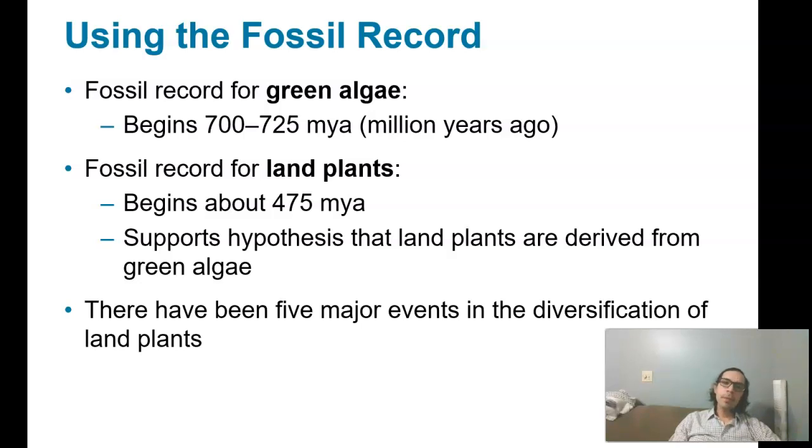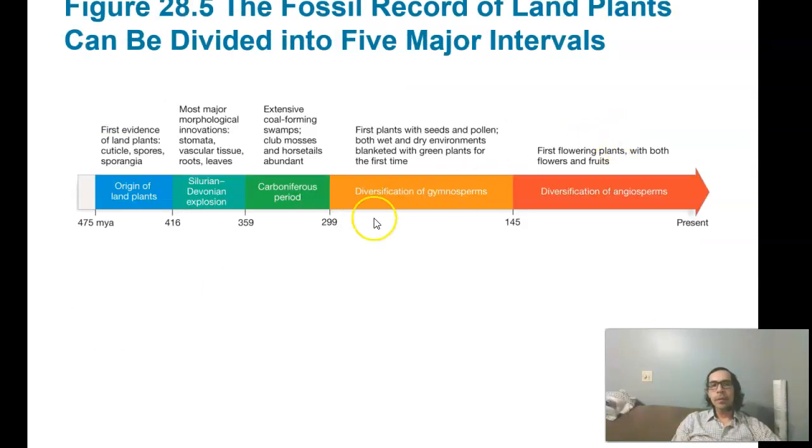Now we're going to look at some of the major events in the diversification of land plants. This is divided into 5 major intervals. It begins here at 475 million years ago with the origin of land plants. Then when you move into the Silurian Devonian explosion, this is where you start to see the major morphological innovations that plants acquired or developed in order to survive on land.